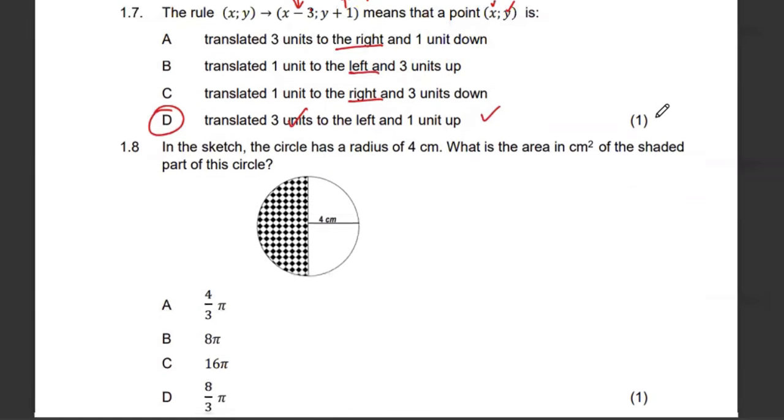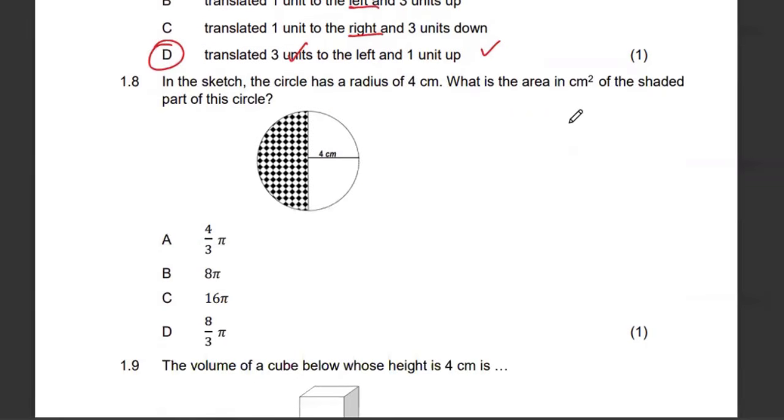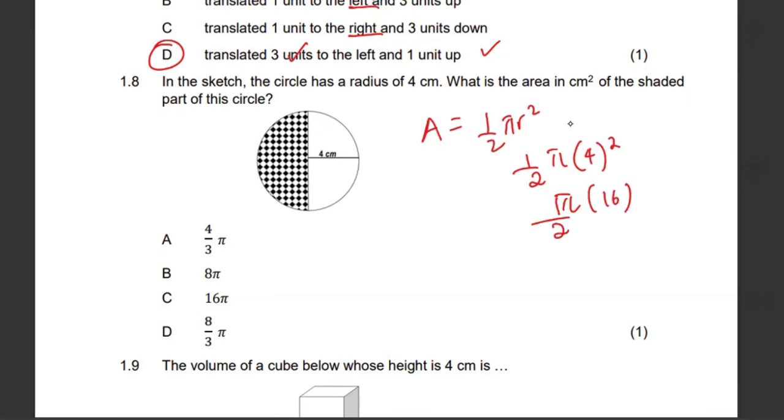And then 1.8, in this sketch, the circle has a radius of 4. What is the area in centimeters squared of the shaded part? So we know that this shaded part is half of the circle, meaning that the area of a half circle is a half pi r squared. The radius is 4, you square that. So pi times 16 over 2 gives us 8 pi. Option B becomes the best answer.